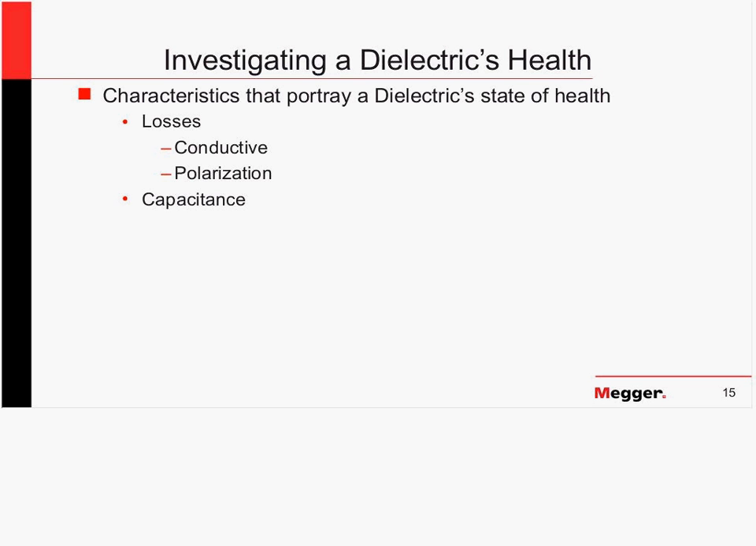Well, since insulation systems support electric fields, we care about their electrical characteristics. I mean, after all, it's their electrical behavior that makes them conducive to serve as good insulation systems in the first place. So we want to measure some electrical parameters. And the two big ones are losses, dielectric losses, and capacitance.